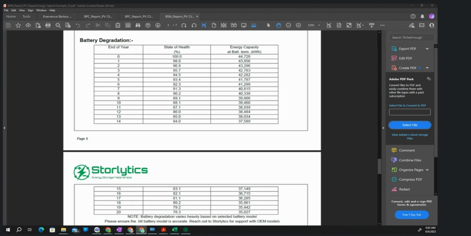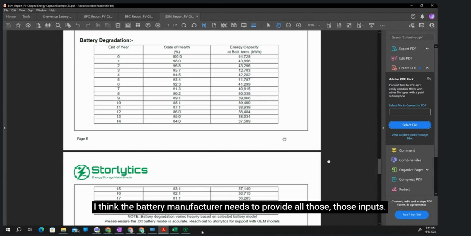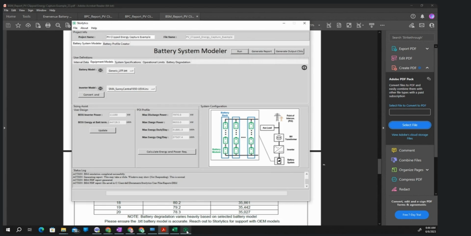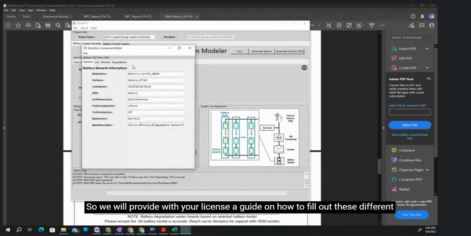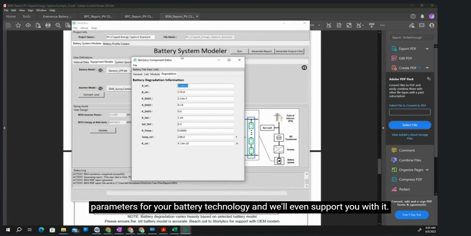All right. So any questions about degradation? No, that's fairly clear. Would we have guidance on setting up that battery profile file? I think the battery manufacturer needs to provide all those inputs. Oh, the BTT file here? Yes. So we will provide with your license a guide on how to fill out these different parameters for your battery technology, and we'll even support you with it.